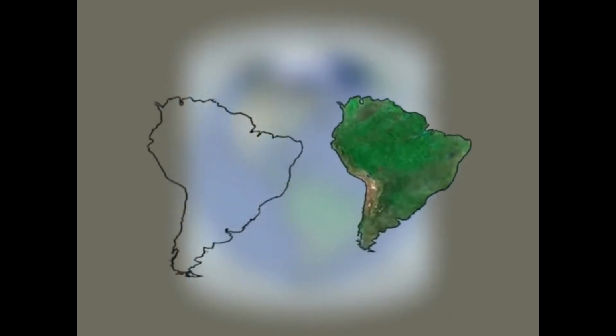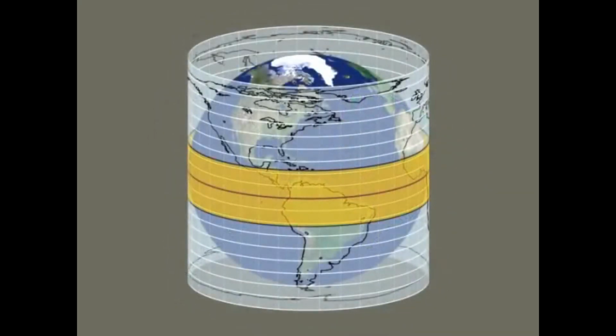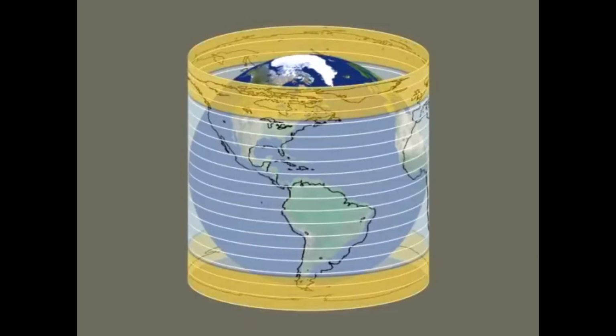The continents, on the other hand, are distorted by the projection, although the representation of the intertropical zone is close to reality. The polar regions are broadened disproportionately.